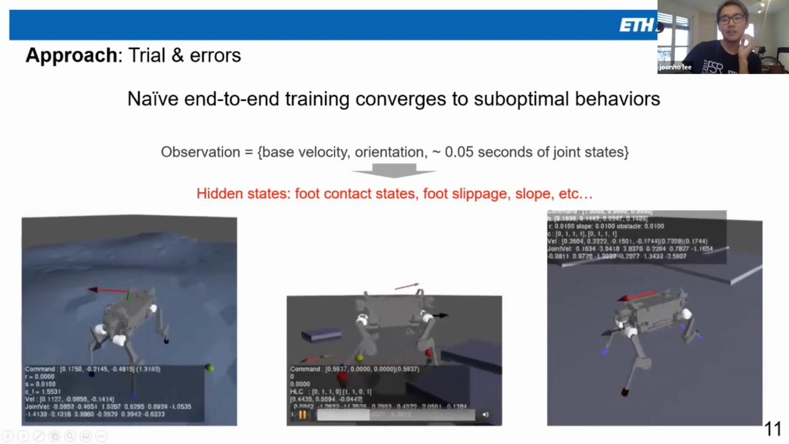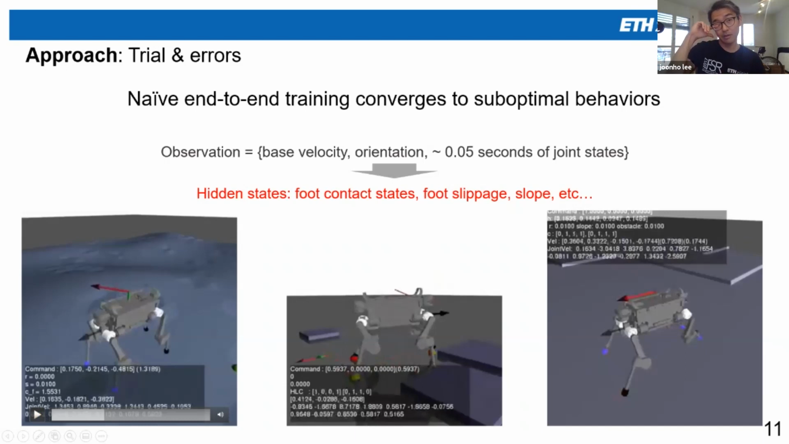The problem is the task itself is a partially observable MDP, because the observation that the policy gets is basically some low level states from the state estimator of the robot. So we know the base velocity, base orientation, and we gave a short history of joint states, like joint position, joint velocity, and joint tracking errors. And if you want to walk, there can be many hidden states, right? Imagine yourself walking, you should be able to know whether your foot is touching the ground or not, whether your foot is slipping or not, or whether you are going uphill or downhill.